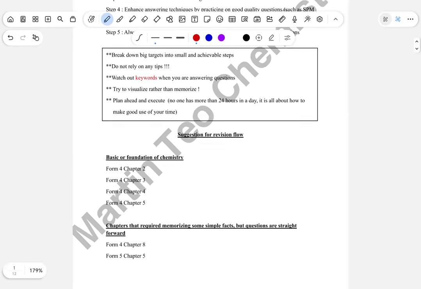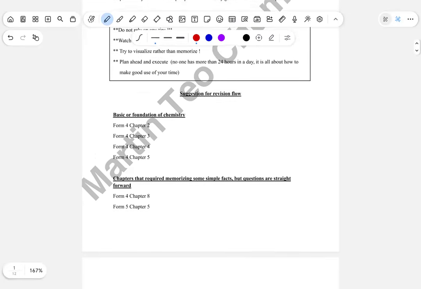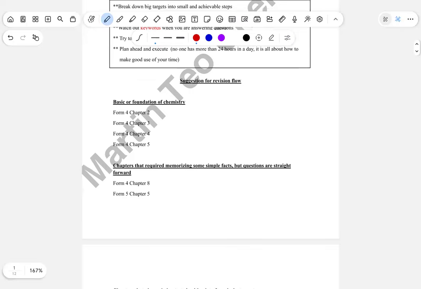Okay. So guys, let me know in the chat box. Are you okay with the revision flow that I suggested? Are you okay with that? I hope you see the logic why I suggest you do the revision this way. There is a reason why. Always start from the basic thing first.